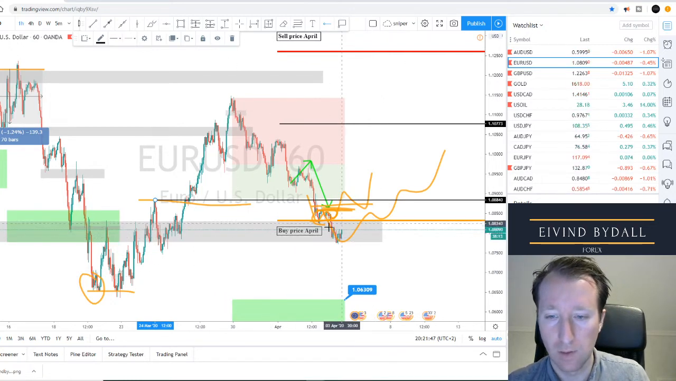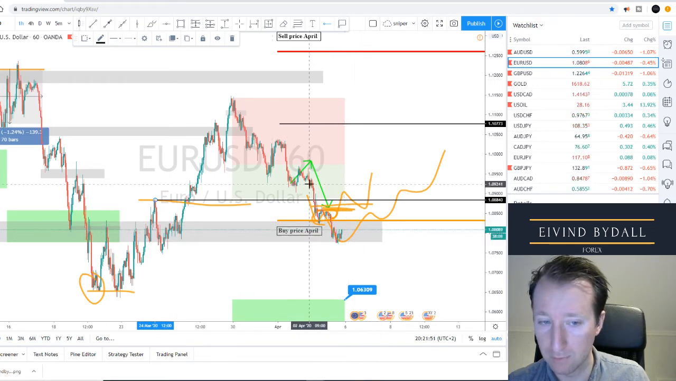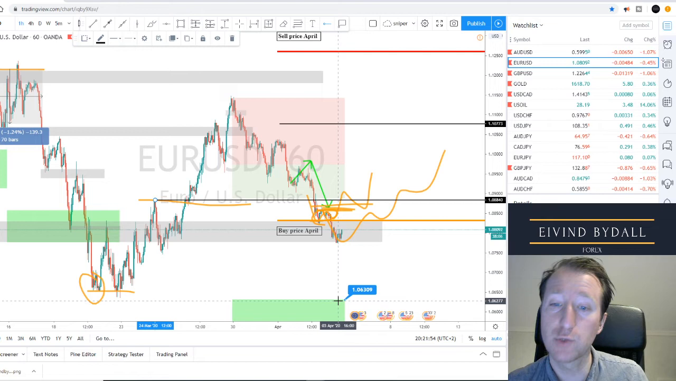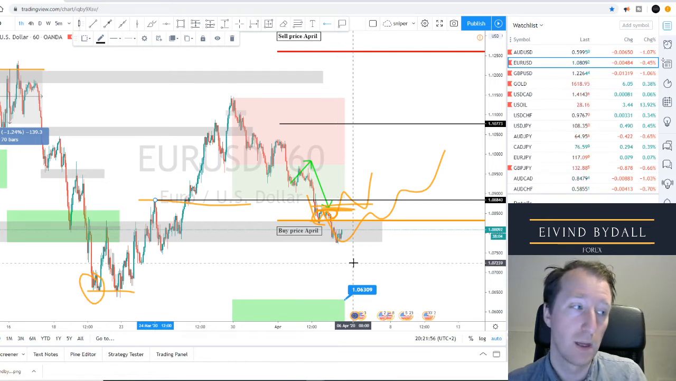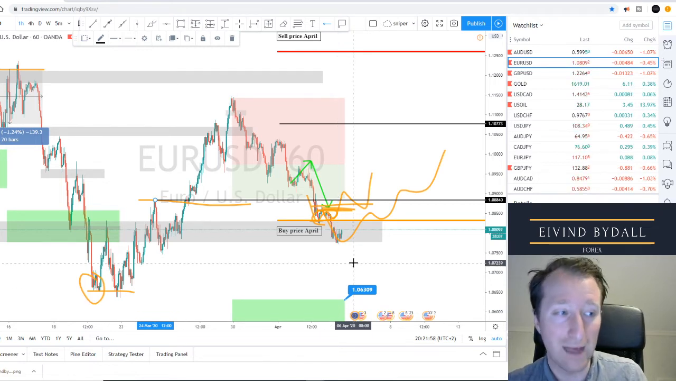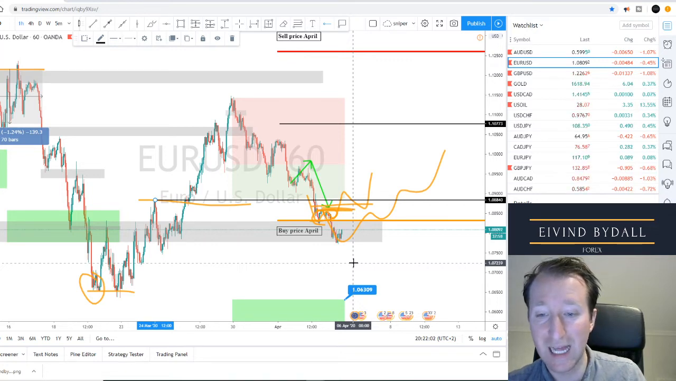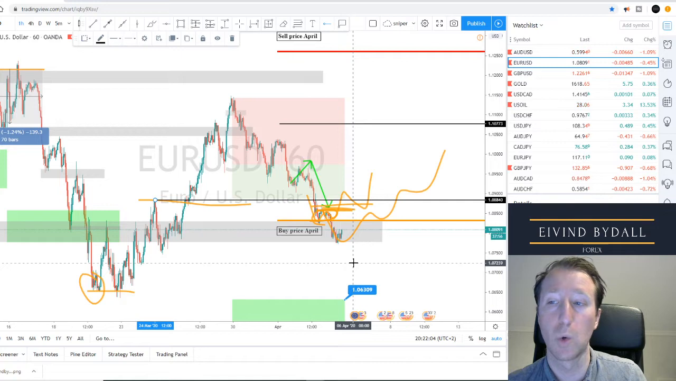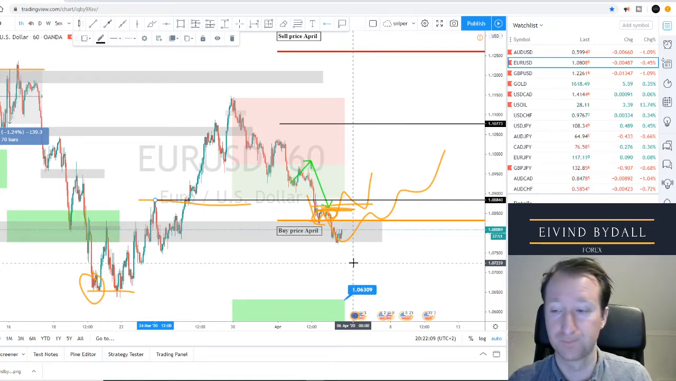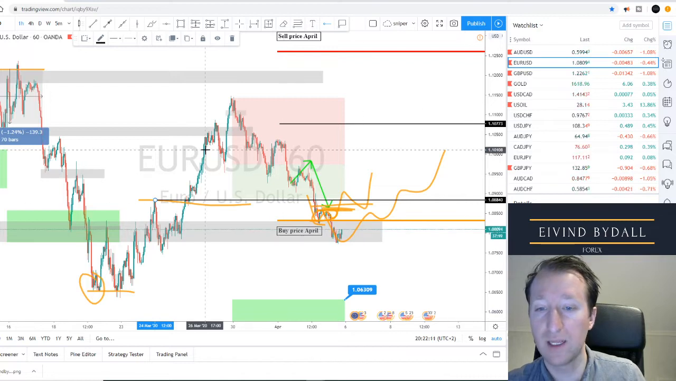Also, this could potentially be a bullish trade, but we haven't reached our target yet. Sellers are still not out of their trade. So we still have the potential to go lower. Potential. Okay? I think I'm done.